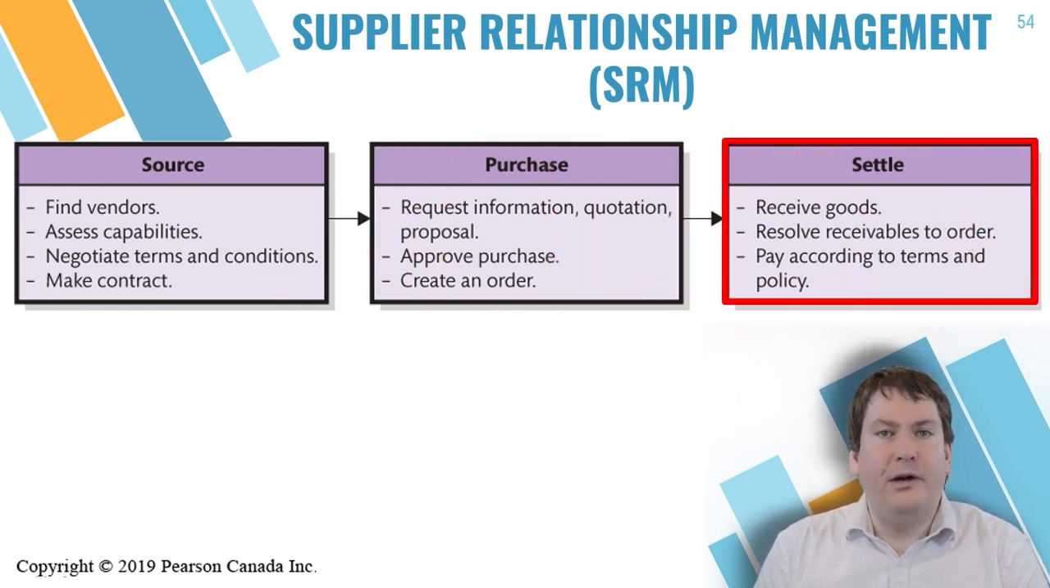The last major SRM activity is settlement. This process involves the warehouse or inventory receiving the ordered goods and then the accounting department paying the supplier. Again, we see the business procedures need to be cross-departmental.